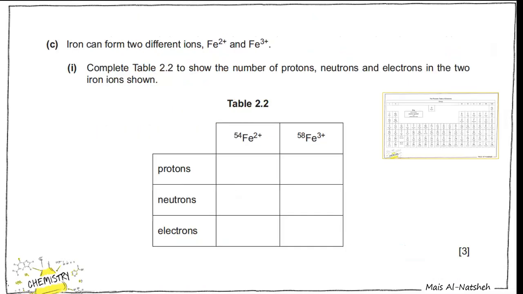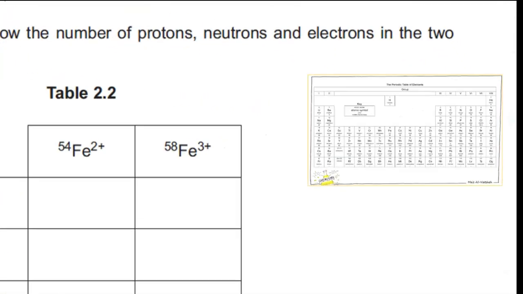Next. Iron can form 2 different ions, iron 2 positive and iron 3 positive. Complete table 2.2 to show the number of protons, neutrons, and electrons in the 2 iron ions shown. Here we have iron 2 positive and iron 3 positive. How can we tell the number of protons? Notice that the mass number, or what we call the nucleon number, is given for both ions, but the atomic number is missing. How can I know the atomic number? I go to the periodic table.